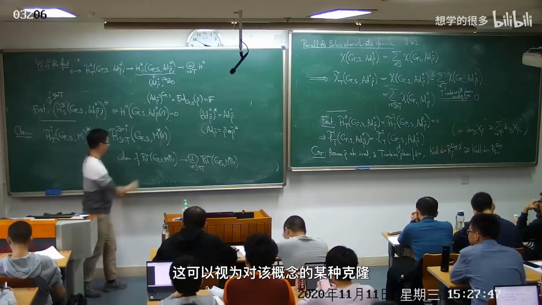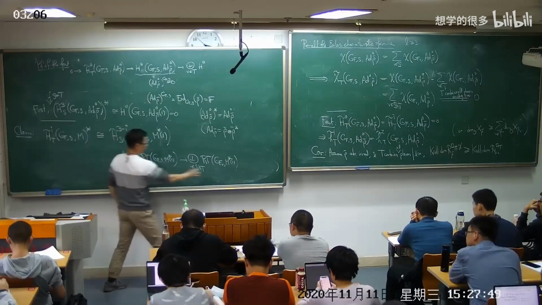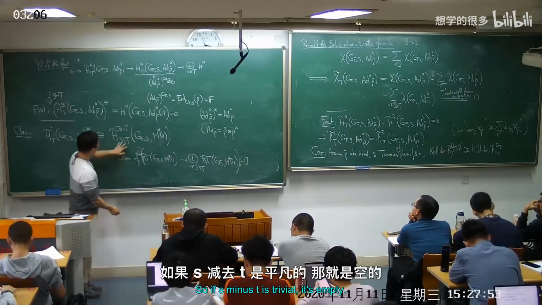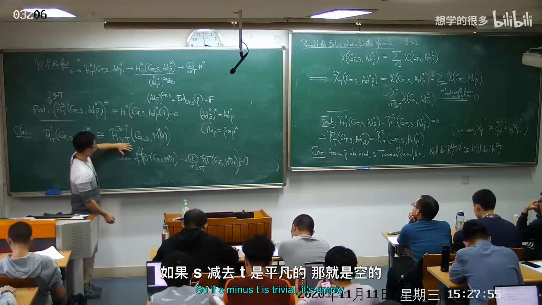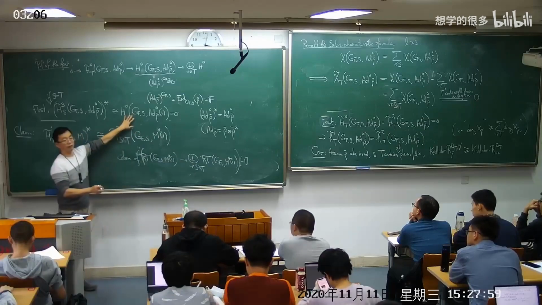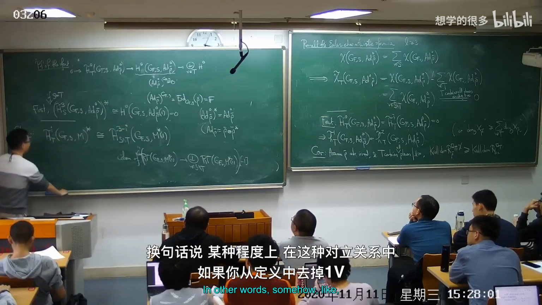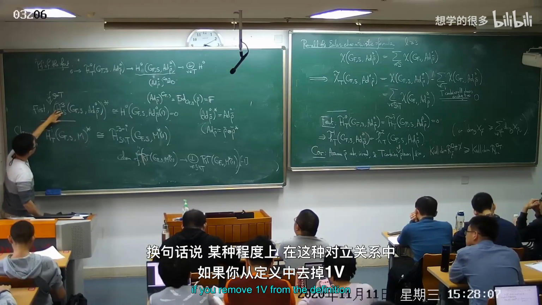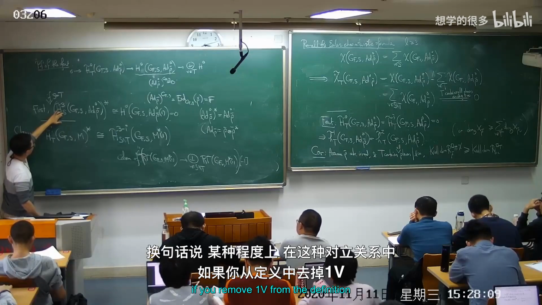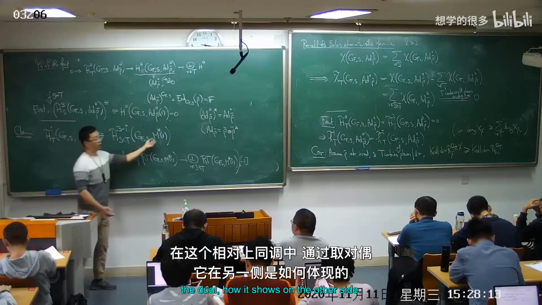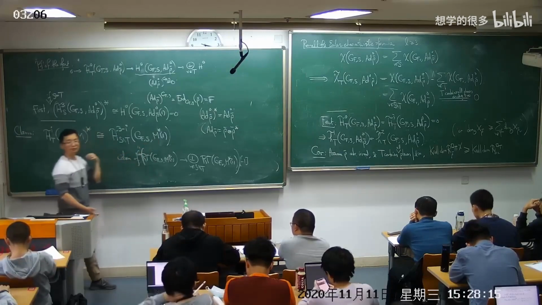This is sort of taking maybe a clone of this. Okay, this minus 1. So if S minus t is trivial, it's empty, so you just don't have this term. So you just return to this one. In other words, in this duality, on this side, if you remove one v from the definition inside this relative cohomology, by taking the dual, we'll show how it shows up on the other side.